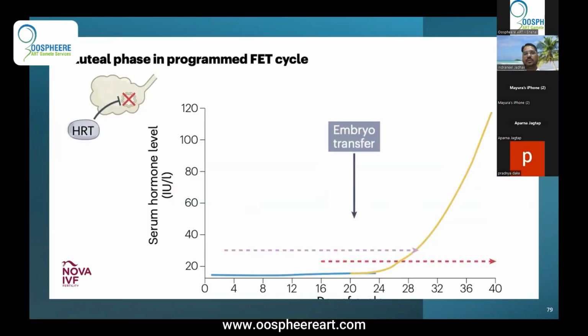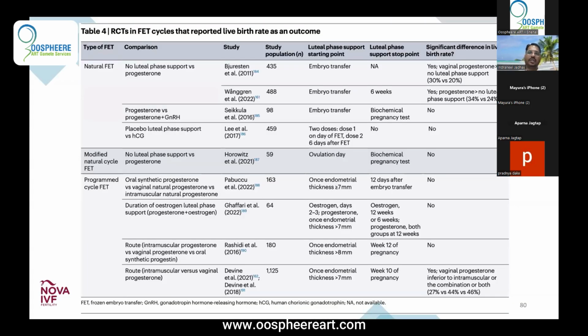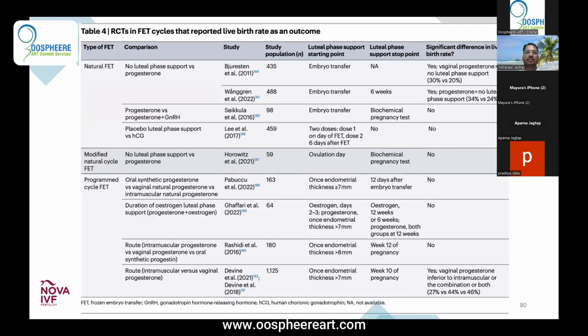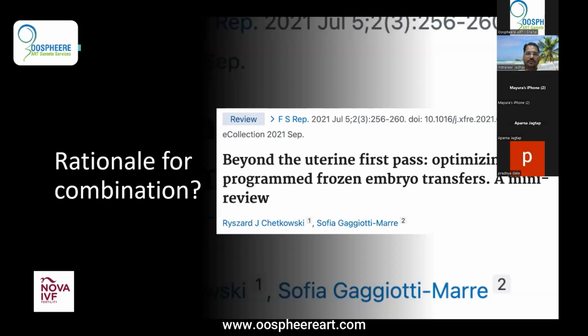So luteal phase support in FET cycles may be post-embryo transfer. Then we can use multiple options. Our aim is that the progesterone level should be more than 40 as a luteal phase support. So that cutoff you might take, but more than 15 is also enough. But ideally it should be more than 40.